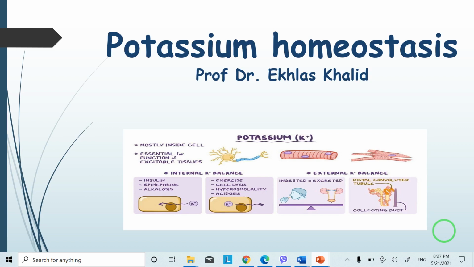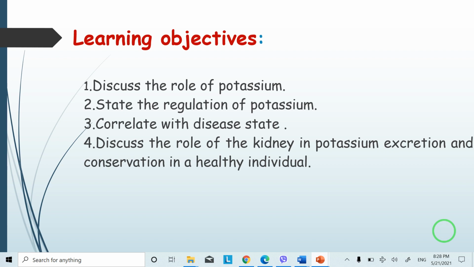In this lecture, we will learn the role of potassium in the body, how its level is regulated and maintained within the normal state, what factors regulate its level, and what organs maintain the level of potassium within the normal reference range. We will also discuss hypo- and hyperkalemia and the causes of each of these conditions.